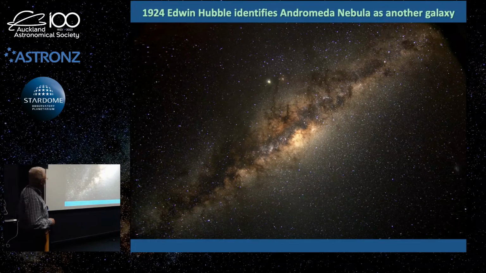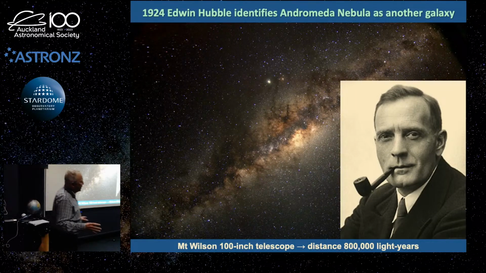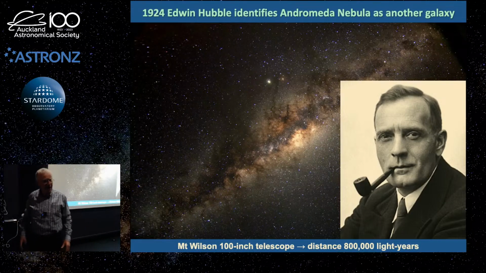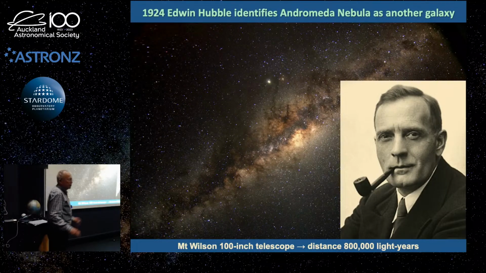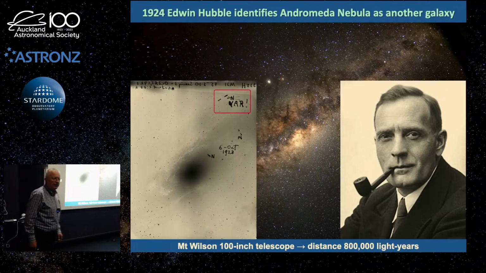In 1924, he used the 100-inch telescope at Mount Wilson in California, which was by far the largest telescope of its time. 100 inches is about 2.5 metres. That's a large mirror to be looking through, particularly for its time. And he was looking at a patch of the sky called the Andromeda Nebula, in the Andromeda constellation. It was one of these misty-looking nebulous objects that they didn't really know much about, and he was able to resolve some of the stars.